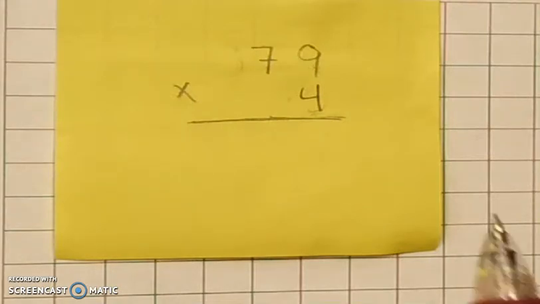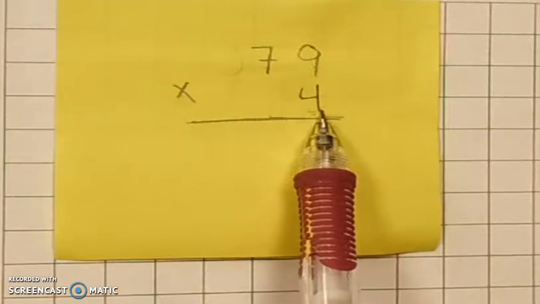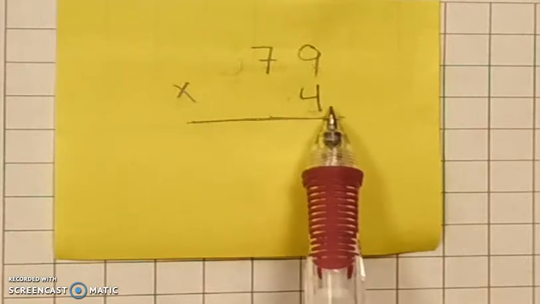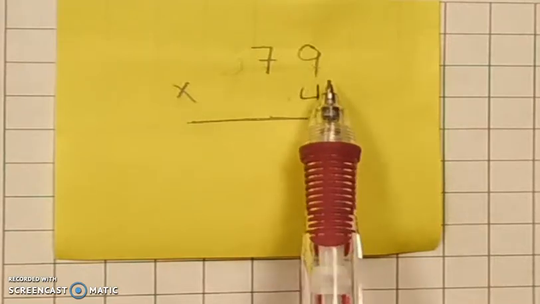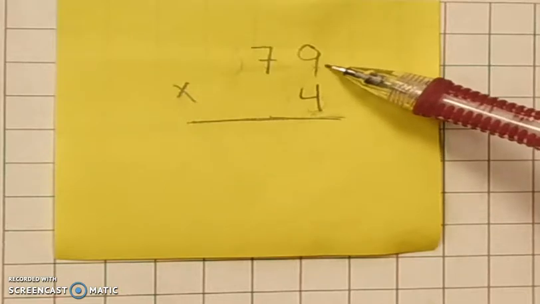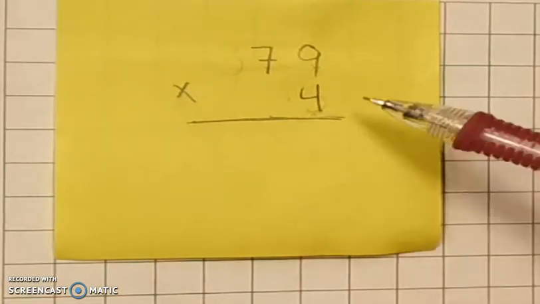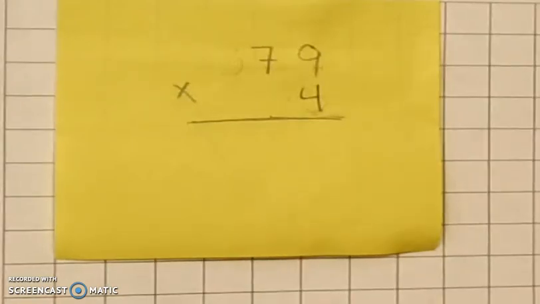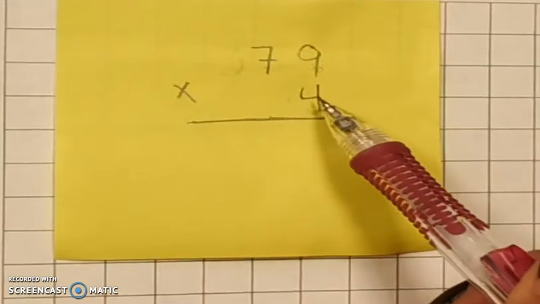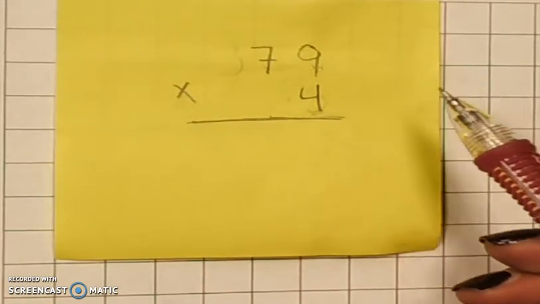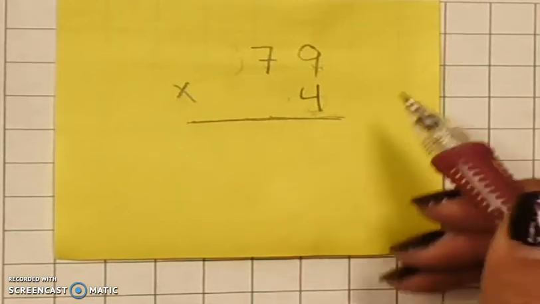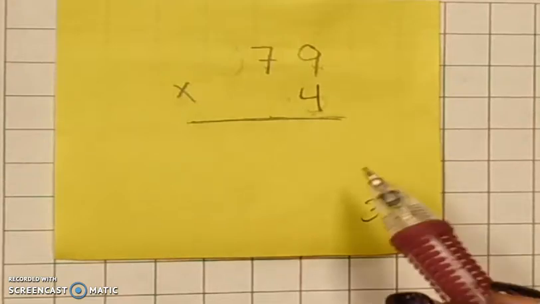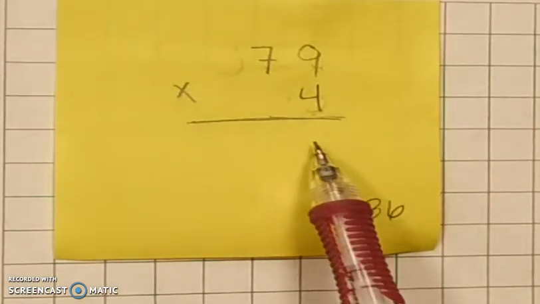When you're going to start multiplying, you always start with the bottom number, and you multiply the ones place times, or whatever place value you have down here, times the smallest place value of the number on top. In this example, the smallest place value we have is the ones place. So I'm going to start multiplying my ones place. I know 4 times 9 is 36. However, 36 has 2 digits. I cannot just write 36 here.